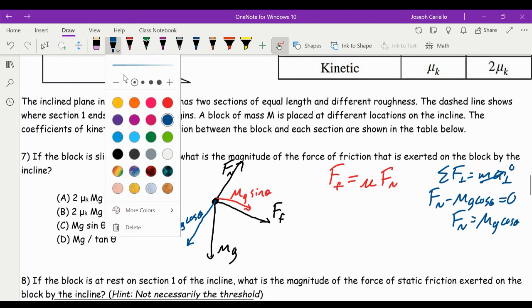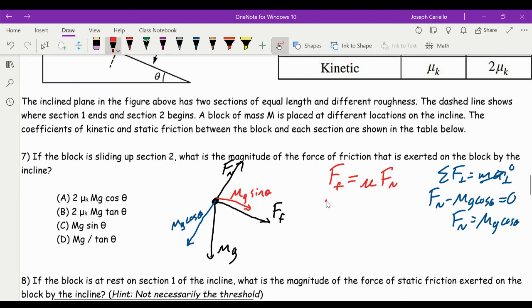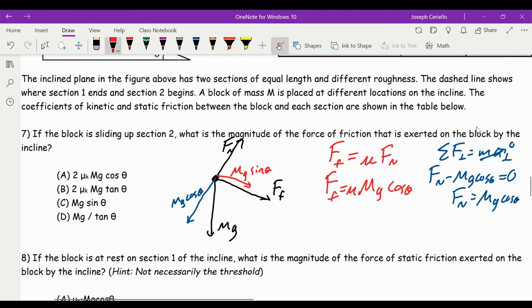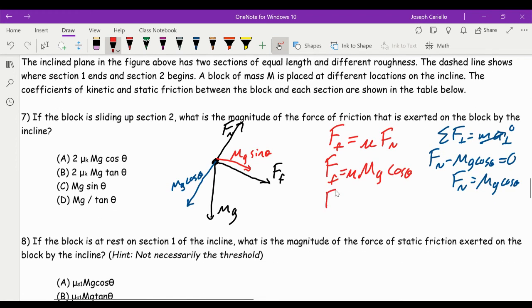So going back now, my frictional force is equal to mu times mg cosine theta. Actually, it tells us for segment 2, right here, that the coefficient is 2 times mu k. So this is just going to be 2 mu mg cosine theta.